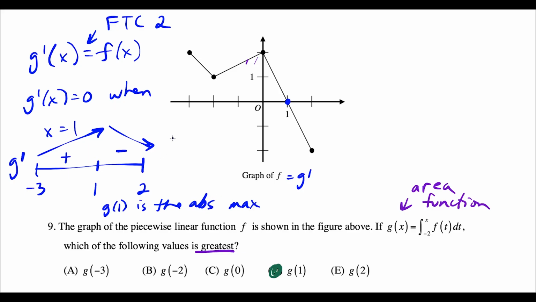But remember, the first derivative test only tells you local extrema, except if you only have one critical point. I like to use the example of a parabola. A parabola only has one critical point, so not only is this the local maximum of the parabola, it's also the absolute maximum because it's the only critical point.